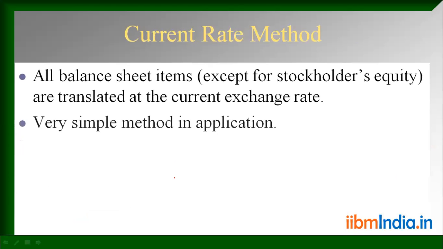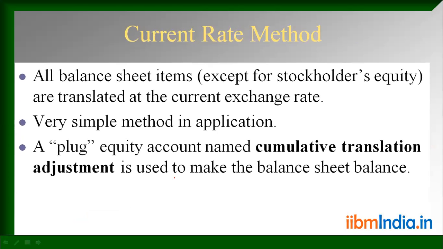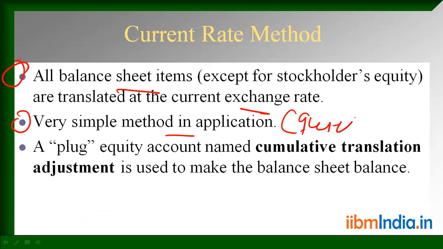Next is the current rate method. All balance sheet items except for stockholder equity are translated at the current exchange rate. All the balance sheet items, please do remember, are translated at the current exchange rate. It's a very simple method in application, quite easy to understand. A plug equity account named cumulative translation adjustment is used to make the balance sheet balance.